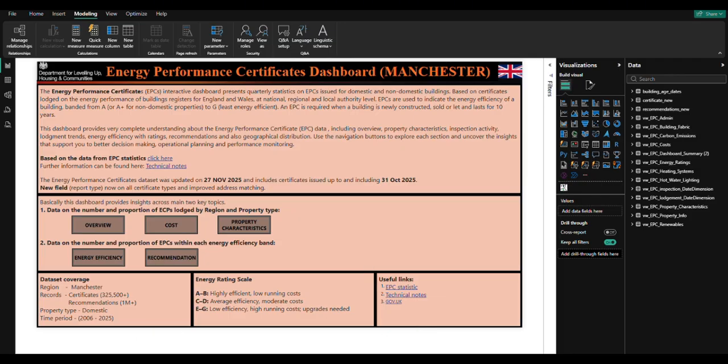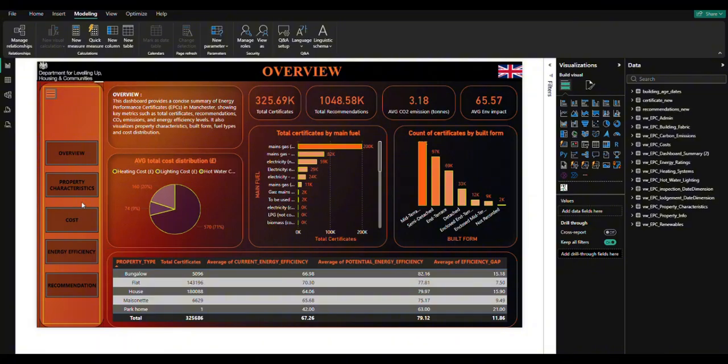Now let's look at the overview page, which gives us a high-level summary of the entire dataset. At the top, we have 4 key metrics. 325.69k total certificates. These are the total number of EPCs issued in Manchester. 1048.58k total recommendations. That is the number of improvement suggestions. Average CO2 emission is 3.18 tons per year. Average environmental impact score is 65.57.